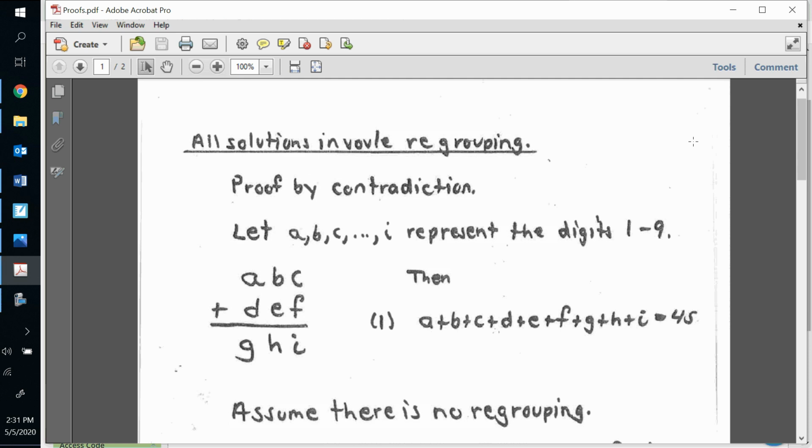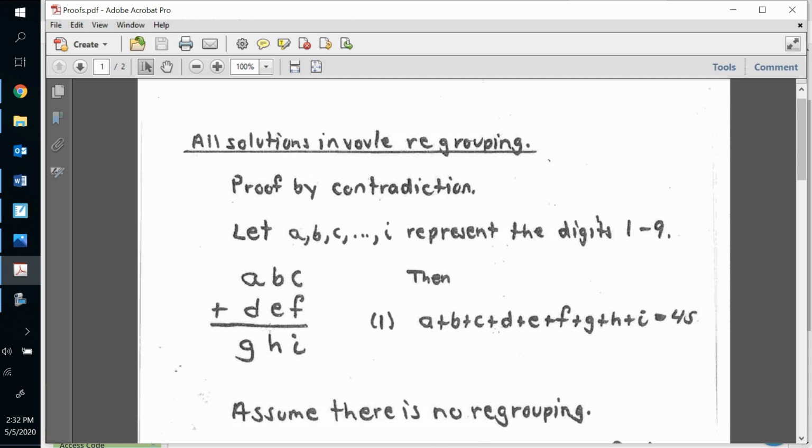Now in higher level math courses, often proofs are done by what's called contradiction. So you assume something to be true, then you run into a problem, and then that shows what you assumed was not correct, so the opposite must be true. So first off, let's let A, B, C, D all the way through I represent the digits 1 through 9.